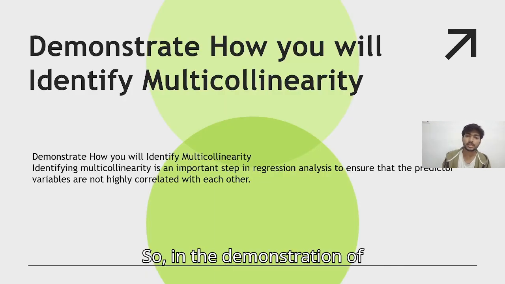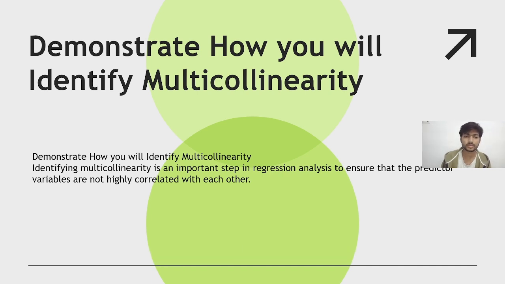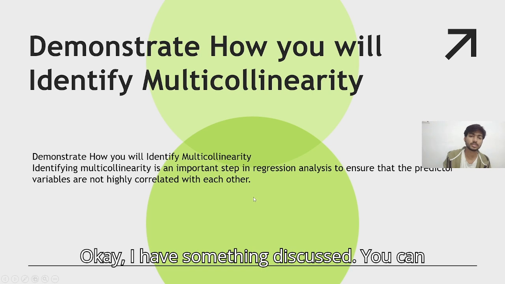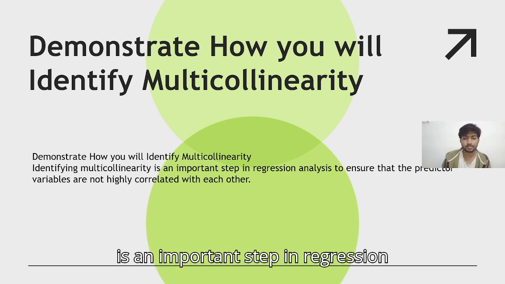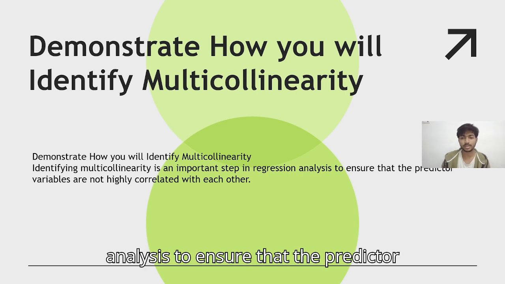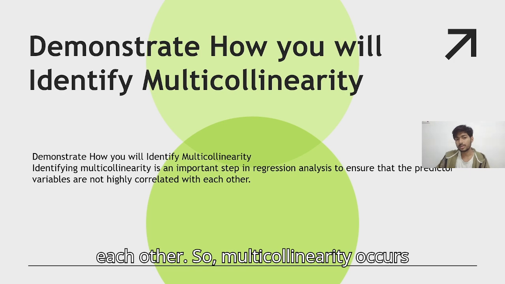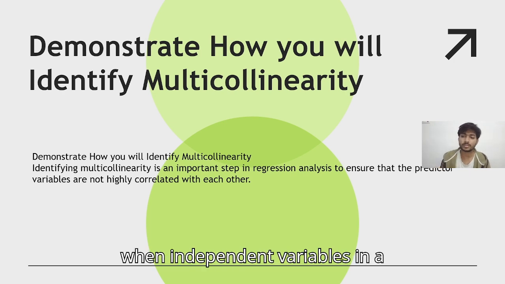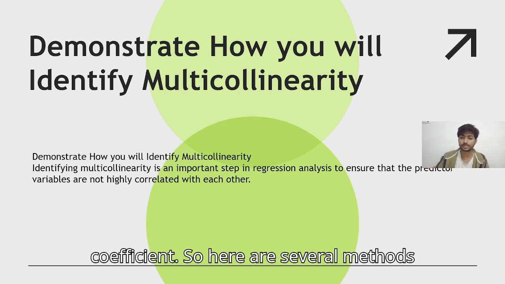In the demonstration of multicollinearity, how can we identify it? It is an important step in regression analysis to ensure that the predictor variables are not highly correlated with each other. Multicollinearity occurs when independent variables in a regression model are highly correlated with each other. This can lead to unstable and unreliable model coefficients.